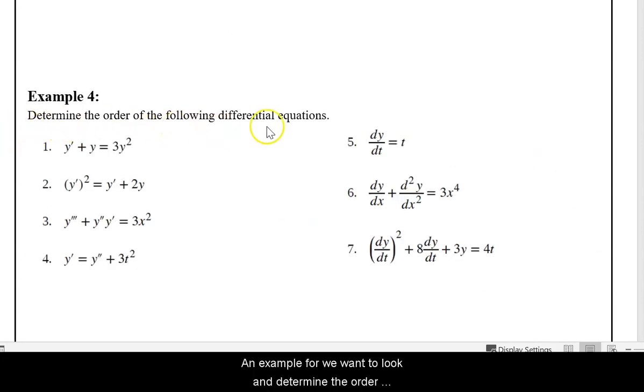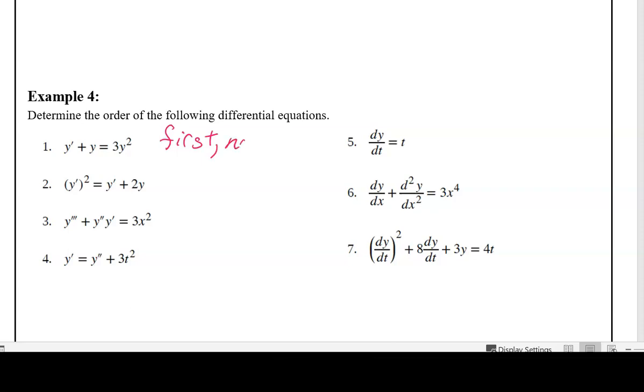In example 4, we want to determine the order, but we'll also talk about linearity just to help you get a feel for what it means to be linear and what it means not to be linear. Let's look at number 1 first. The order again refers to the highest derivative of y that is in the equation. Since the highest derivative of y here is y to the first, this one, of course, is a first order differential equation. It is an ordinary differential equation. Is it linear? It is not linear. It is nonlinear.